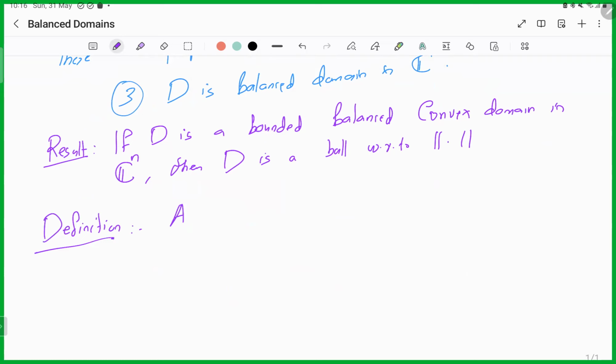Wait, I have one doubt. On finite dimensional spaces, every norm is equivalent. So if D is a ball with respect to one norm, then D should be a ball with respect to another norm with a different radius? This is my question actually.